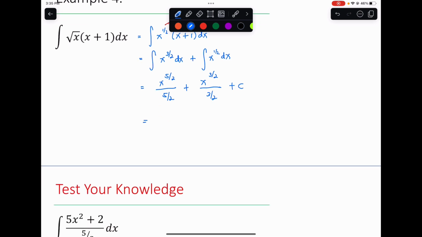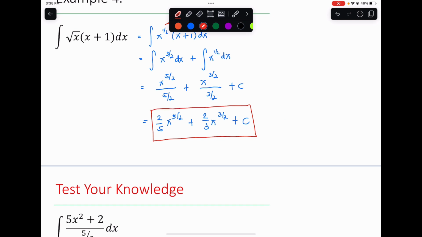And we simplify this, it would just be the reciprocal. So 2 over 5, x raised to 5 over 2, plus 2 over 3, x raised to 3 over 2, plus c. Okay, so that will be our final answer: 2/5 of x raised to 5 over 2, plus 2/3 of x raised to 3 over 2, plus c.